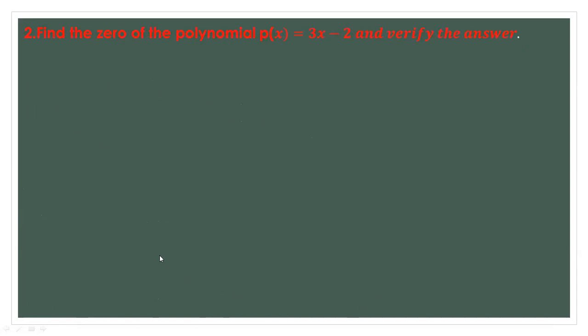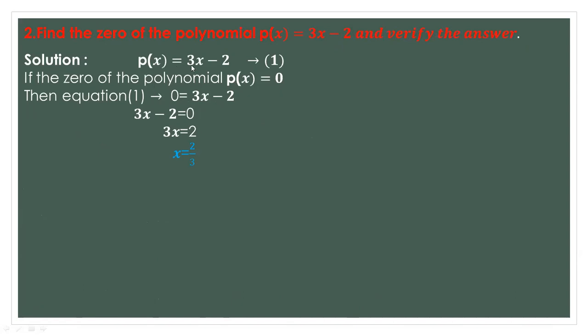Okay, one more example here. Find the zeros of the polynomial p of x is equal to 3x minus 2 and verify its answer. So for this, we have a solution. p of x is equal to 3x minus 2. You can take it as equation 1. We know that the zero of the polynomial p of x becomes 0. Then equation 1 becomes 0 is equal to 3x minus 2. Then 3x minus 2 is equal to 0. Send minus 2 to the right hand side, 3x is equal to 2. Send 3 to that side, RHS, then x is equal to 2 by 3.